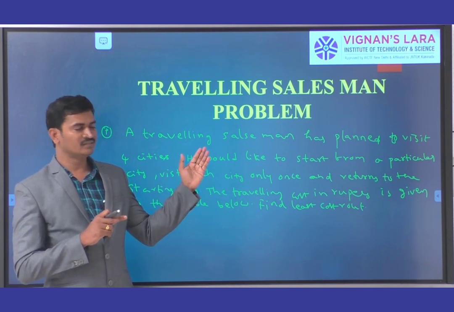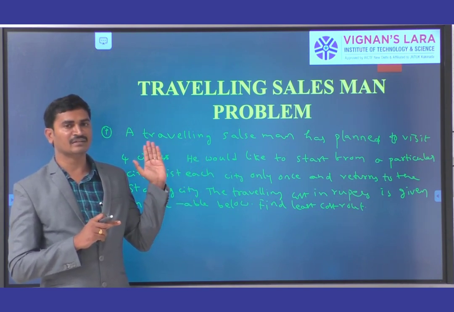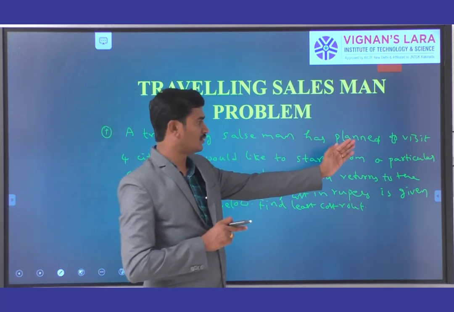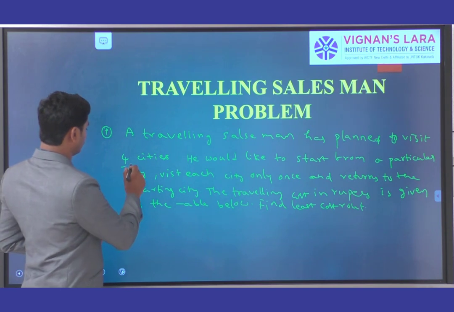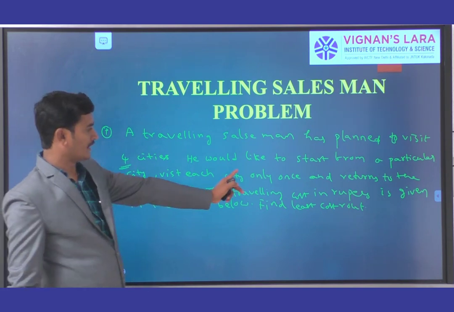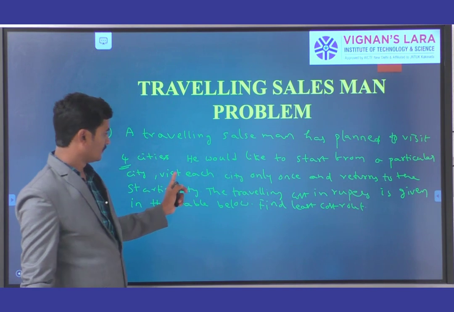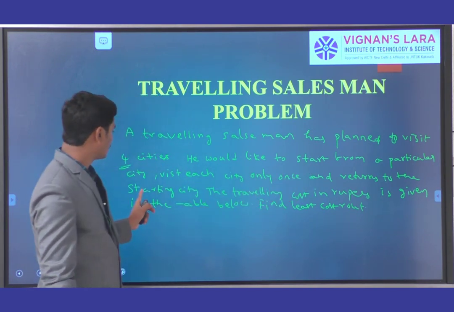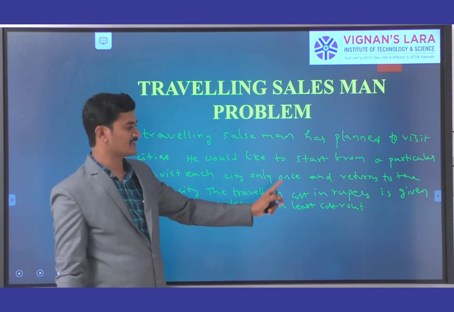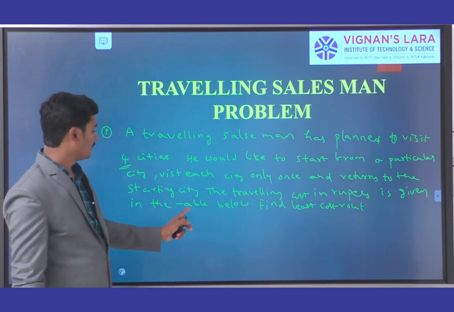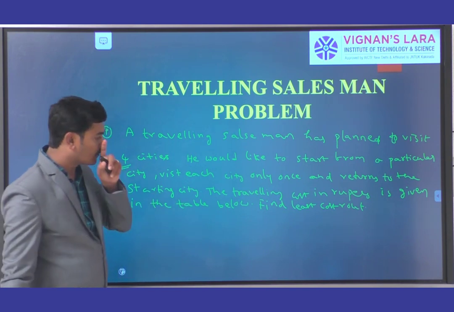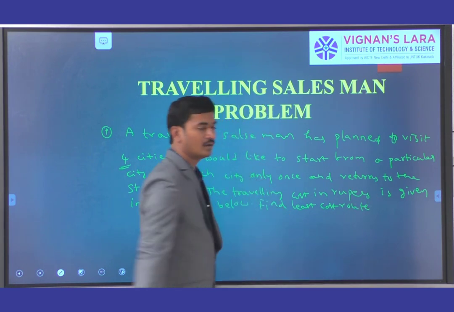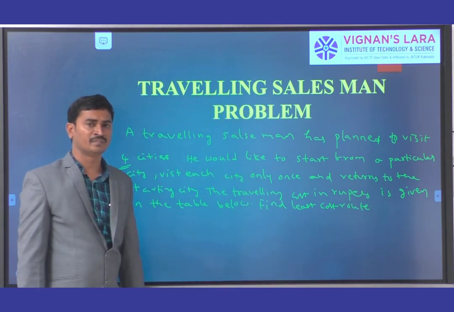In this example, I am going to explain the traveling salesman problem. Here, a traveling salesman has planned to visit 4 cities. He would like to start from a particular city, visit each city only once, and return to the starting city. The traveling cost in rupees is given in the table below. Find the least cost route.